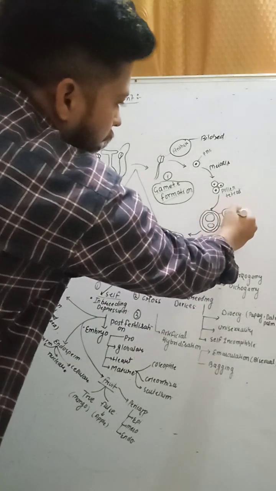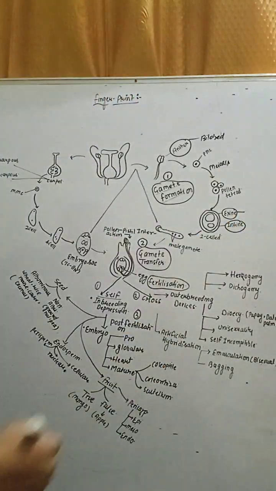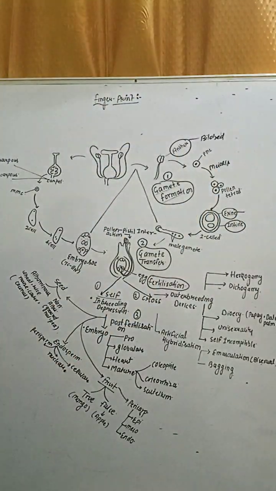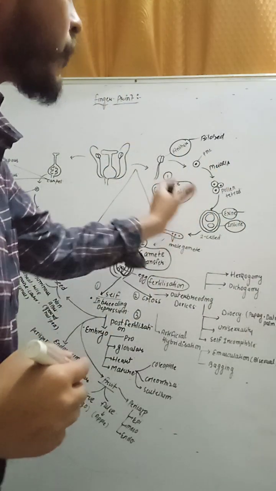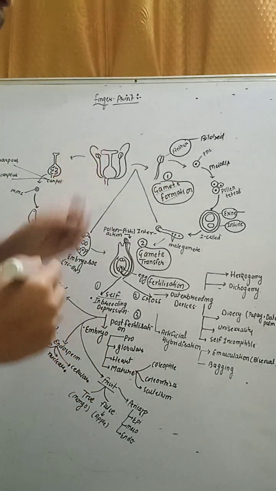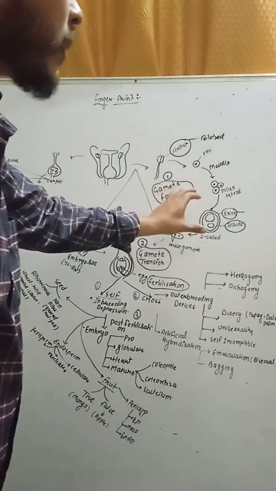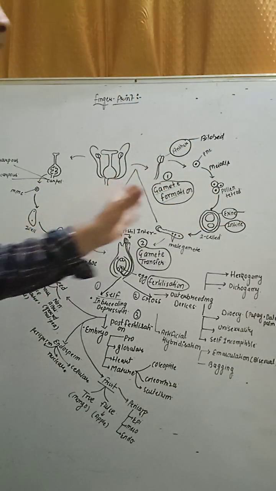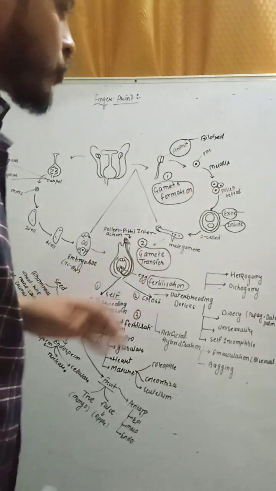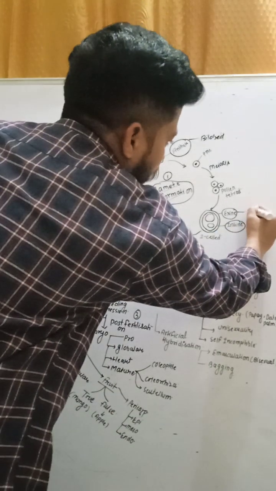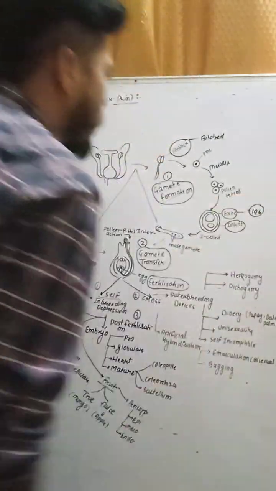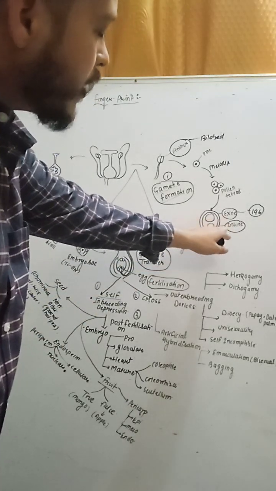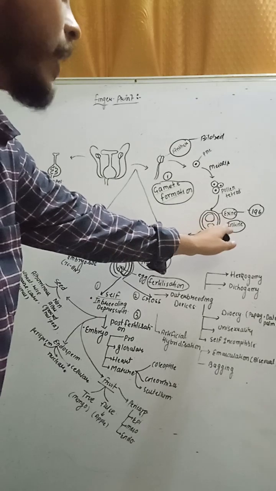Exine is made up of the hardest known substance, called sporopollenin, and due to the presence of sporopollenin, the pollen grain can be preserved for a long period of time as a fossil. Another word here: pollen grains preserved at very low temperature is called cryopreservation. In cryopreservation, the temperature is minus 196 degrees. Intine is the inner thin layer, made up of cellulose and pectin.